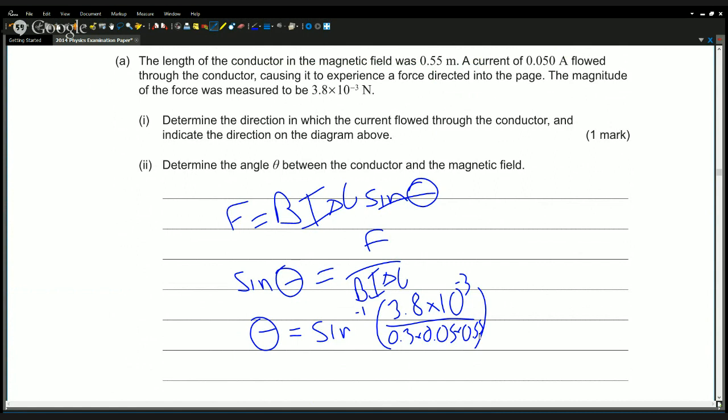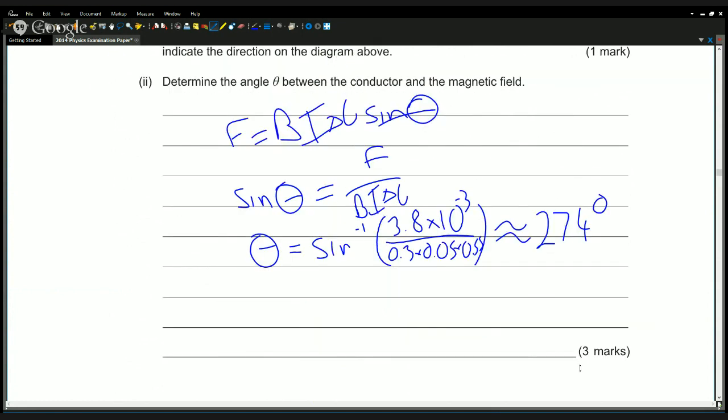Now, inverse sine of that. So I'm going to go the whole hog in one hit. 27.4 is the angle I got. Sorry. Try it again. Got the decimal place wrong. 27.4 degrees. Okay, so that's the angle. There we go.